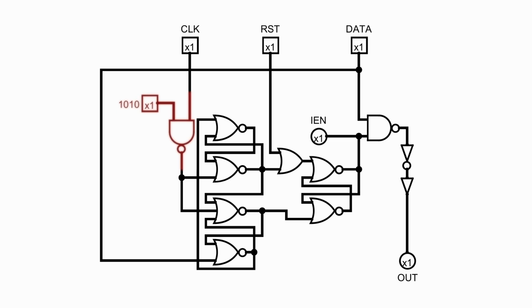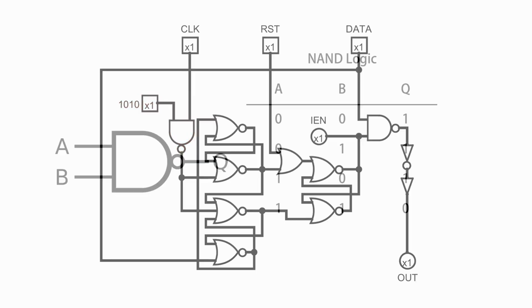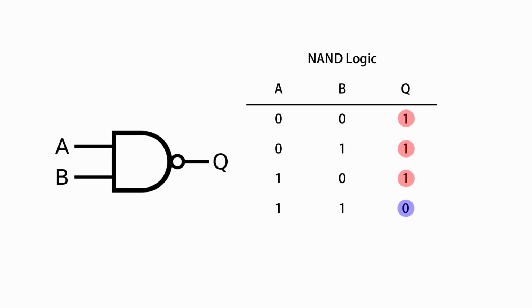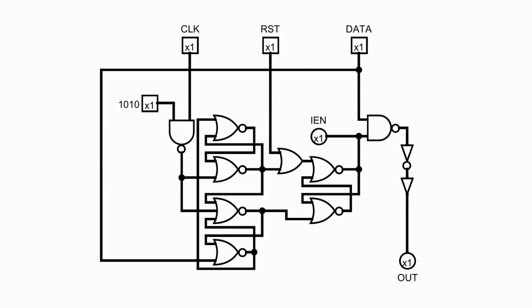And the way that a NAND gate works is that the output is high unless both inputs go high, at which point the output goes low. So we have our instruction 1010 coming into one input of our NAND gate, and we have our clock coming into the other input of our NAND gate. And so the clock can toggle up and down all it wants, but it will not affect the output unless our instruction of 1010 is high.